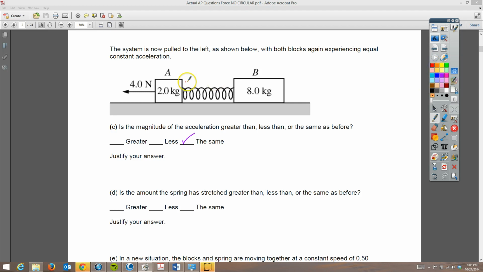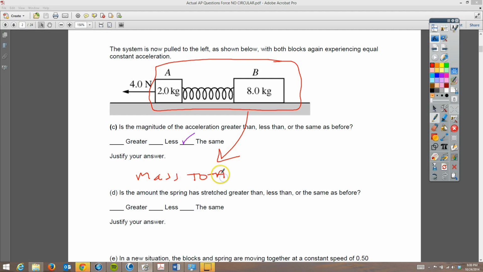Now, a lot of you think, well, shouldn't it be bigger because you get a smaller mass here? No, because remember, the mass that we're pulling is this entire thing, and the mass is not changed. So as long as you say that in this spot, so you want to just say mass total is the same, and then you'd have to say so the acceleration is the same.